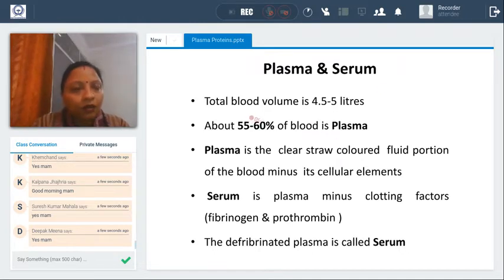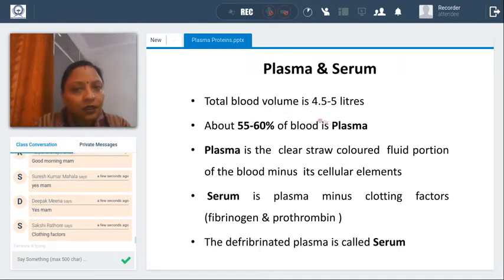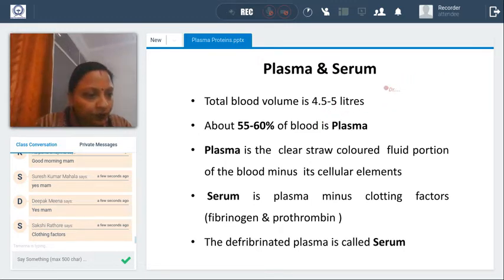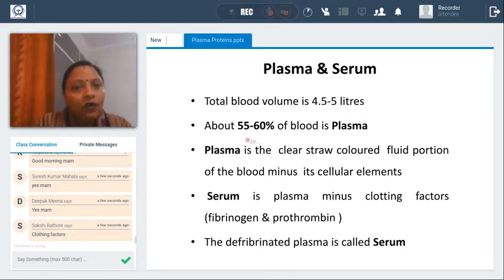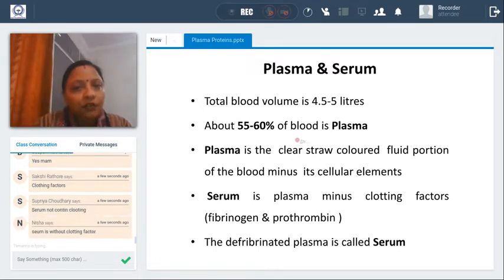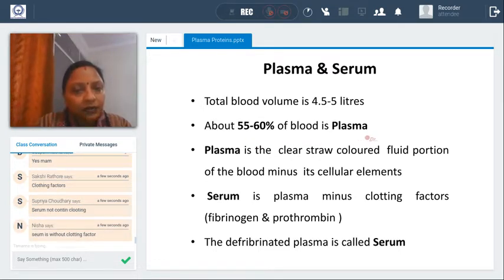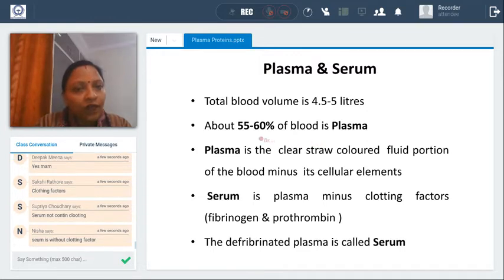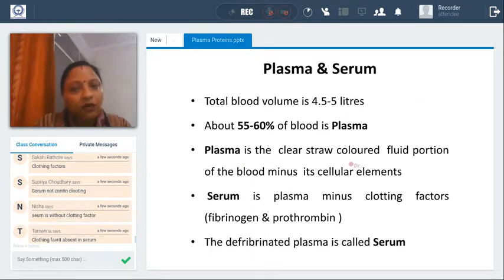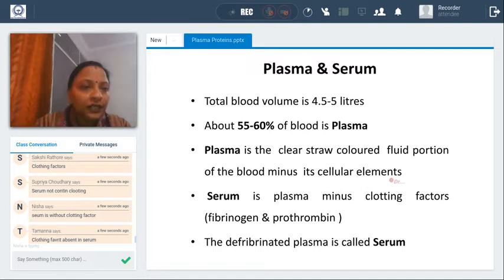Total blood volume is about 4.5 to 5 liters. And about 55 to 60% of blood is plasma. Is it clear? About 55 to 60% of blood is plasma. Plasma is the clear straw colored fluid portion of the blood minus its cellular contents.